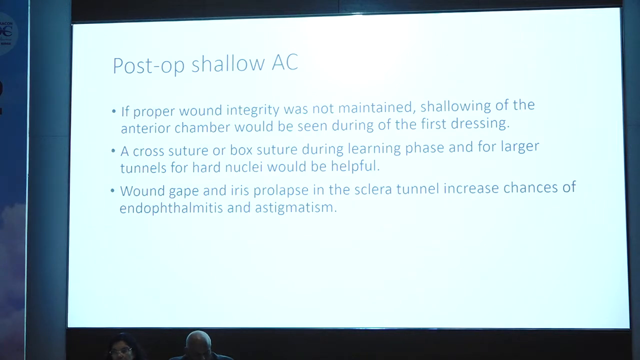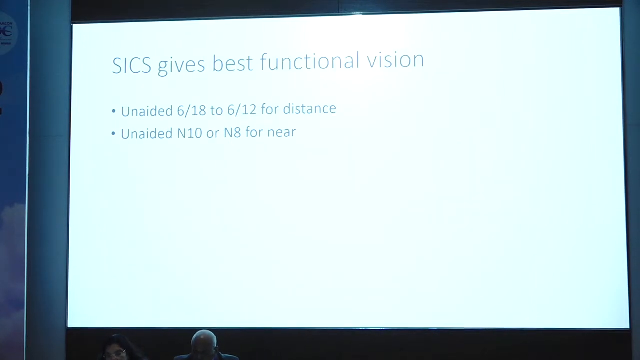And one last one is, of course, in SICS, if the tunnel is large or not that good, many a times we get a shallow anterior chamber, and that can be seen on the first dressing. So many people think that the suture is bad. Well, yeah, it's not the most ideal thing to do in a cataract surgery, but then wound gape or iris prolapse increase chances of endophthalmitis, astigmatism. So whenever needed, we should suture it.